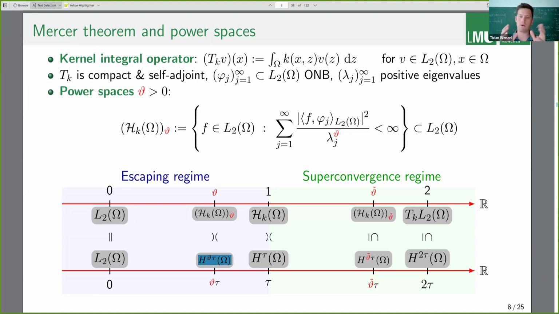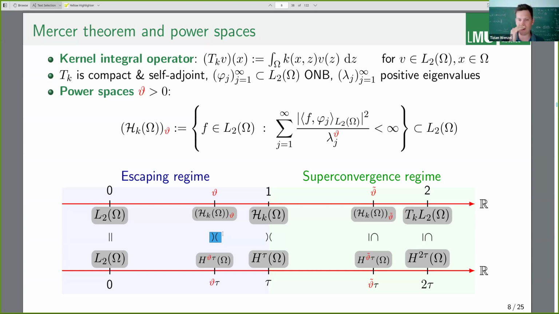With the help of our interpolation theory, this norm equivalence from here carries over to the left-hand side. This regime on the left-hand side is called the escaping regime, because we consider functions which are outside the reproducing kernel Hilbert space. So the theory kind of escapes the classical reproducing kernel Hilbert space theory.